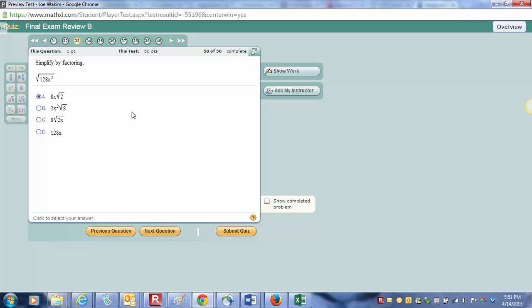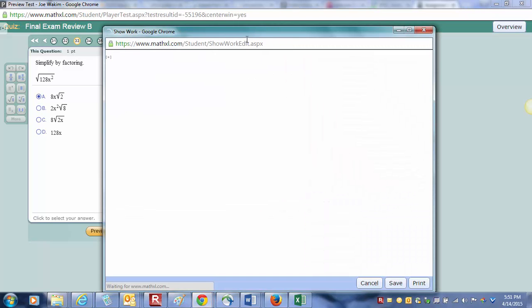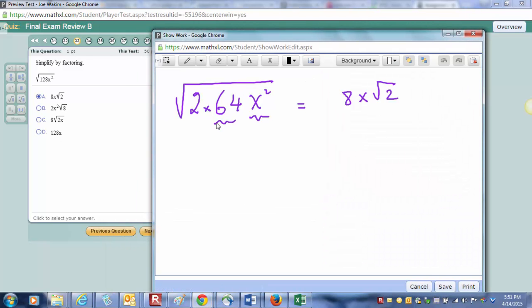Number 33. We have to simplify the radical. The square root of 128 is nothing but 2 times 64. Notice that 64 is a perfect square, so this will come out as 8. X squared is a perfect square, it will come out as x. So 8x square root of 2 is the final answer.